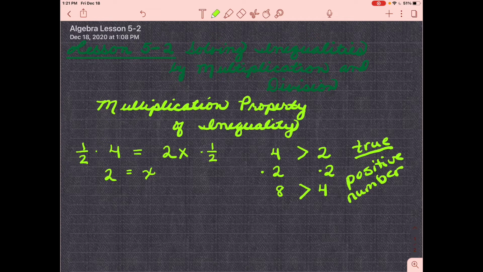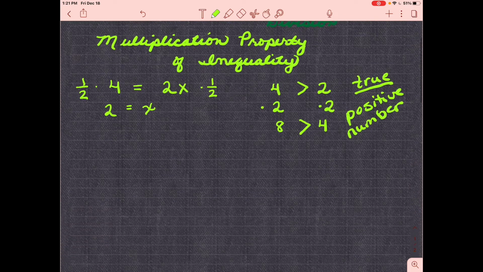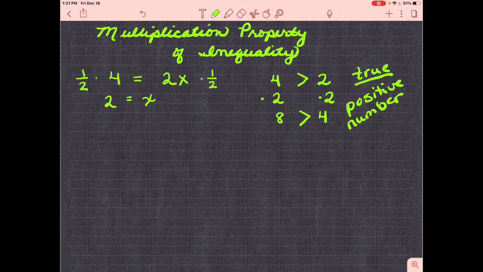The trouble happens when I want to multiply by a negative number. So watch this. Let's still keep 4 is greater than 2. I'm comfortable with that. It's a true statement. What happens if I multiply by negative 2? I get negative 8 is greater than negative 4. And we know that the bigger the negative numbers get, the smaller they're getting. So this is no longer a true statement.